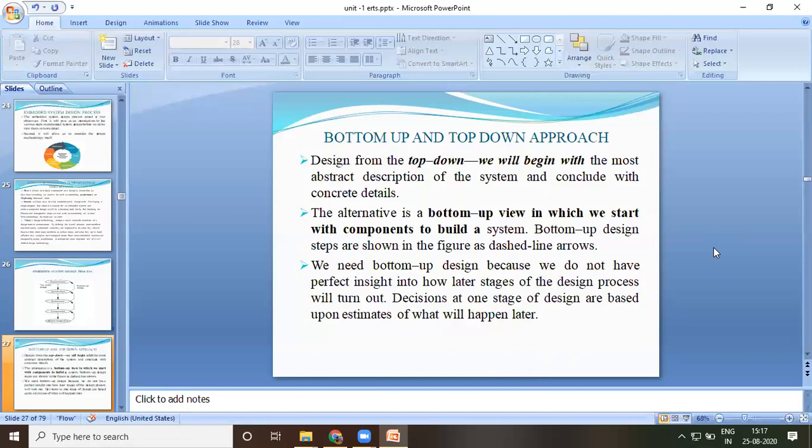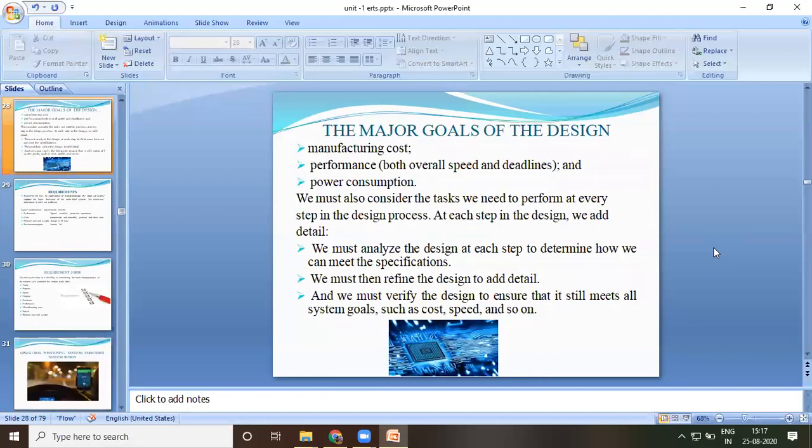Okay, so these are the bottom-up and top-down approaches. The major goals of the design: first, analyze step by step to determine how we can meet the specifications. The second is to refine the design to add details. The third is to ensure it still meets the system goals such as cost, speed, and so on. Every embedded system will have goals like cost, speed, performance, and quality, as well as power consumption. These are the major goals of a particular design.